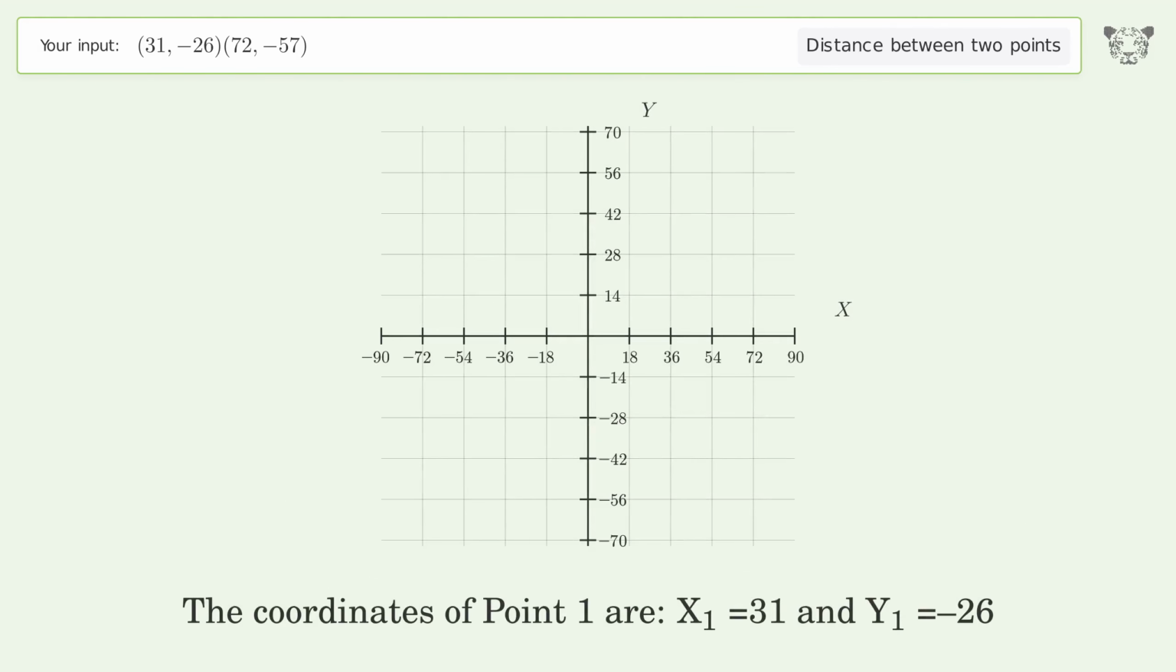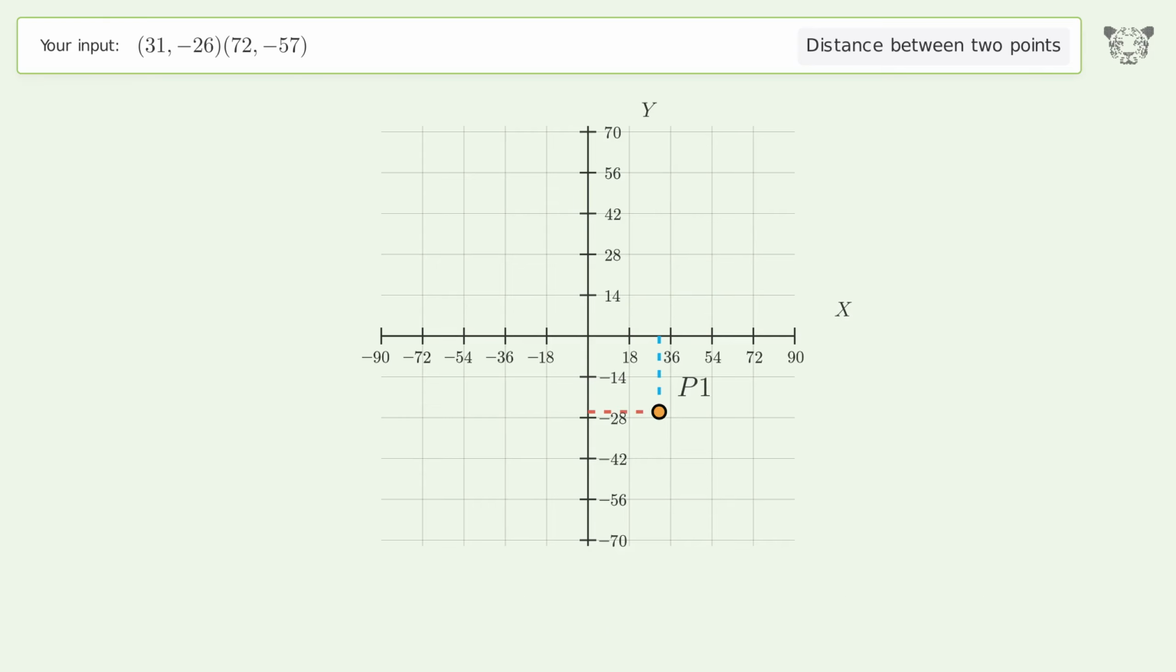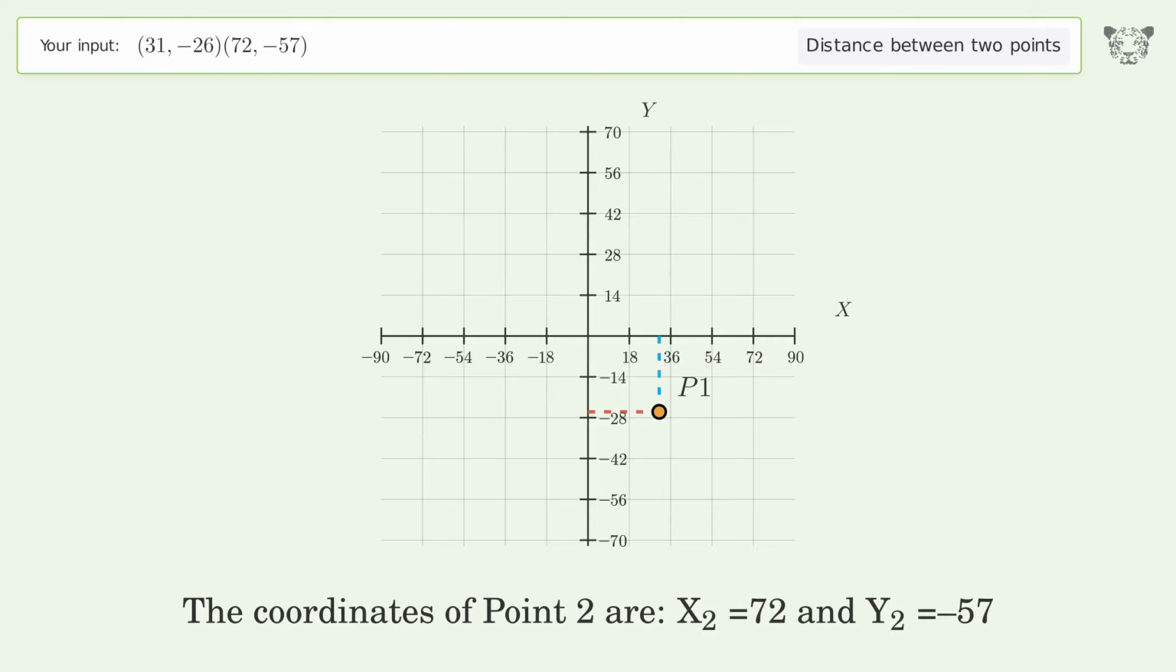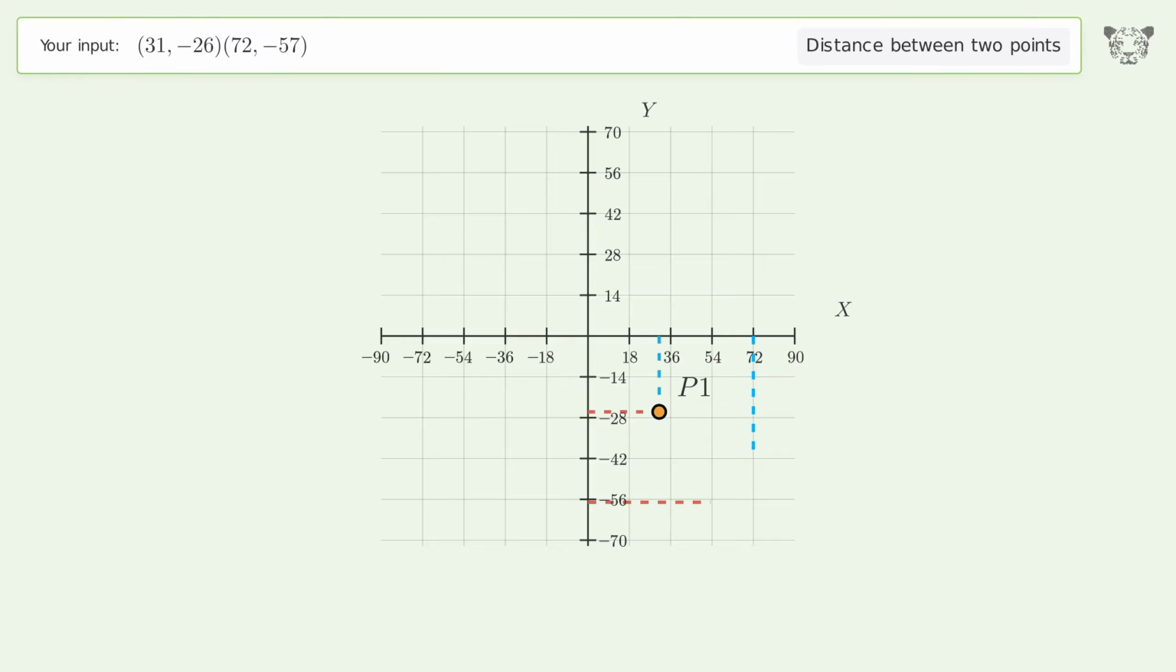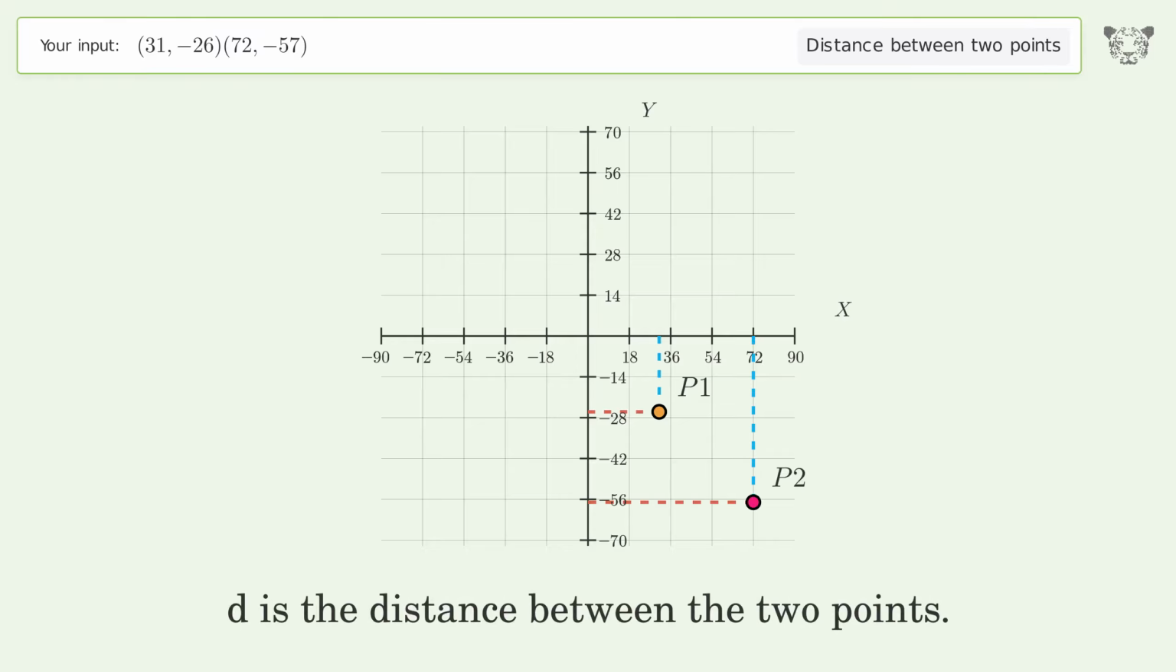The coordinates of point 1 are x1 equals 31 and y1 equals negative 26. The coordinates of point 2 are x2 equals 72 and y2 equals negative 57. D is the distance between the 2 points.